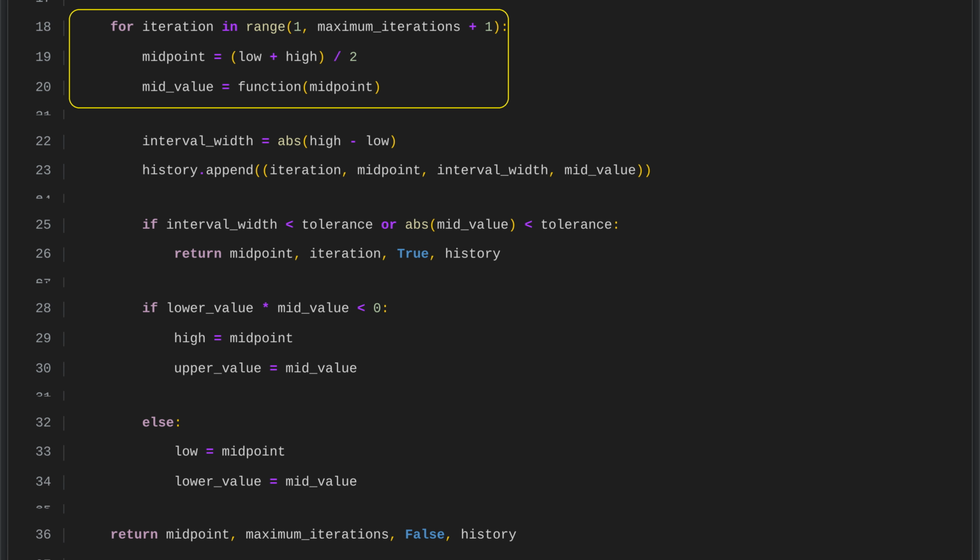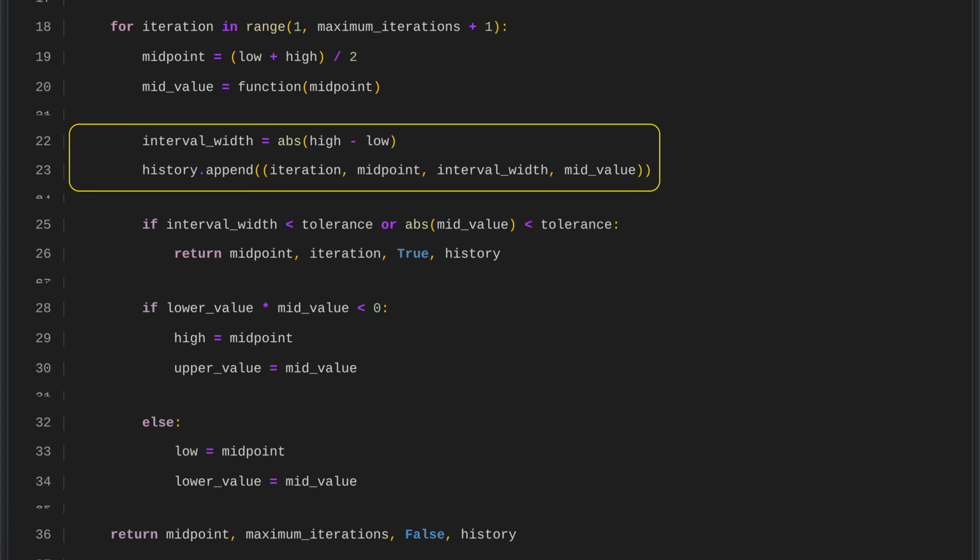The process repeats up to the chosen maximum number of iterations. In each pass, it finds the midpoint between the current lower and upper bounds and treats that point as the current root estimate. The function is then evaluated at this midpoint, and the result guides how the interval should be narrowed for the next iteration. The code measures the current interval width using the distance between its high and low bounds, which shows how close the search is to the root. It then records the iteration number, midpoint, interval width, and function value at the midpoint in a history list.